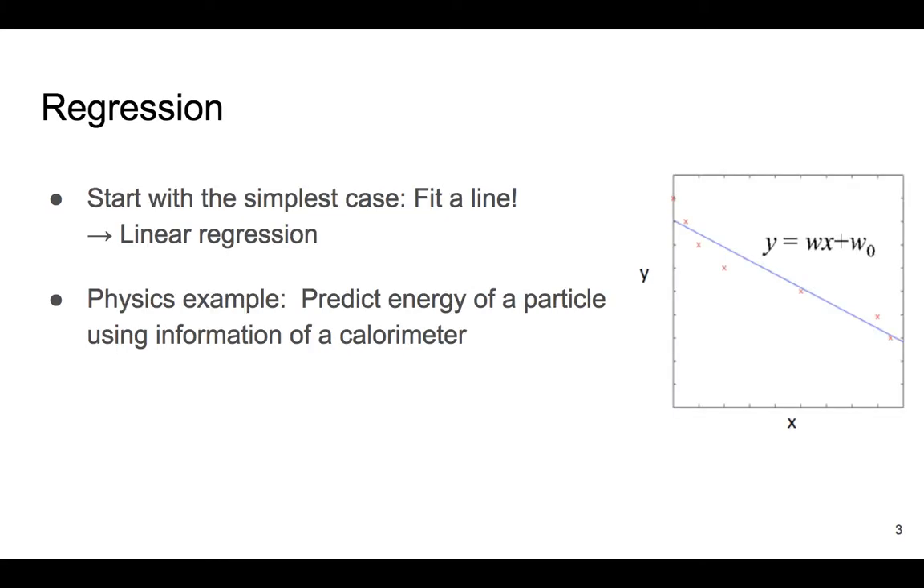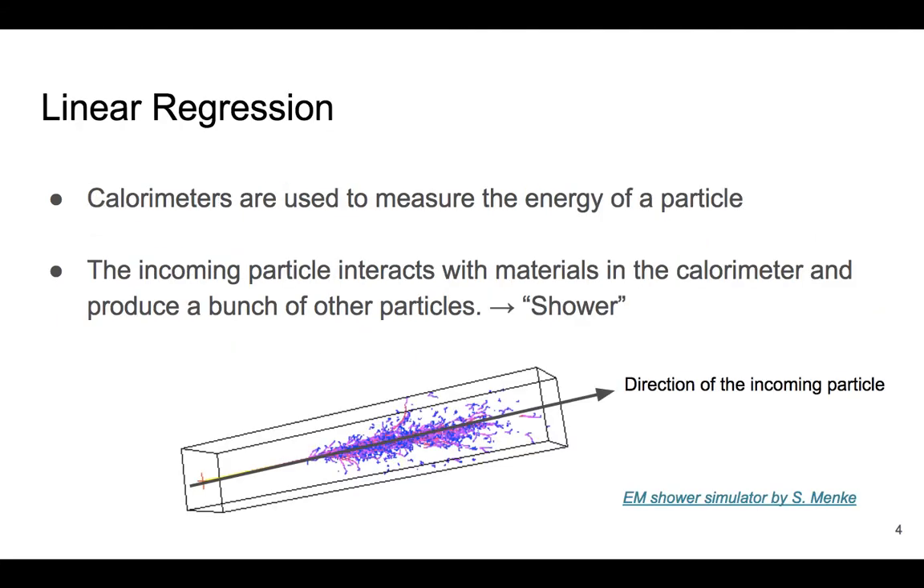So we start with the simplest case, fit our data with a line. That's why it's called linear regression. Following the spirit of this course, let's consider a physics example, predicting the energy of a particle using information from a calorimeter. Calorimeters are a kind of detector which measure the energy of a particle.